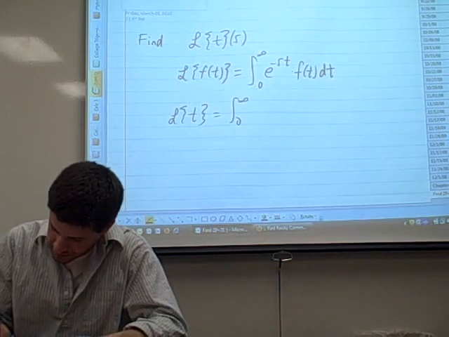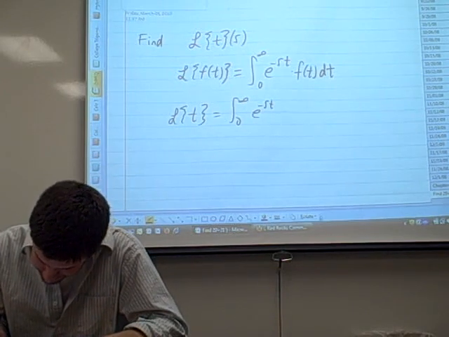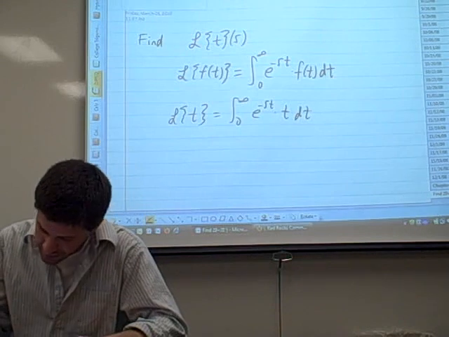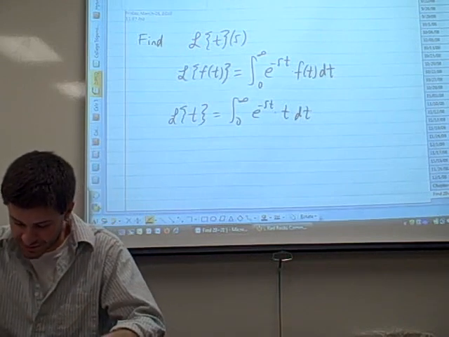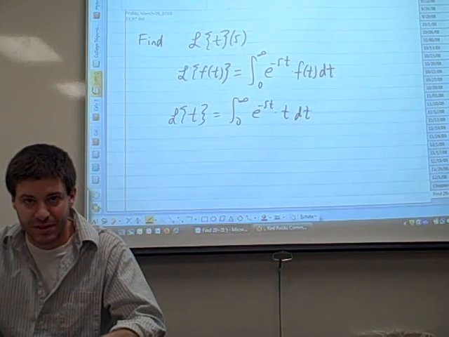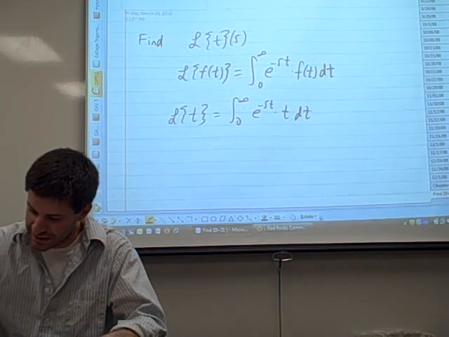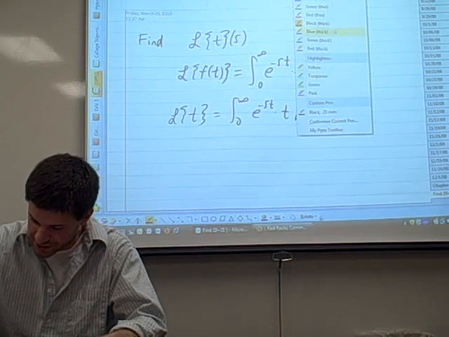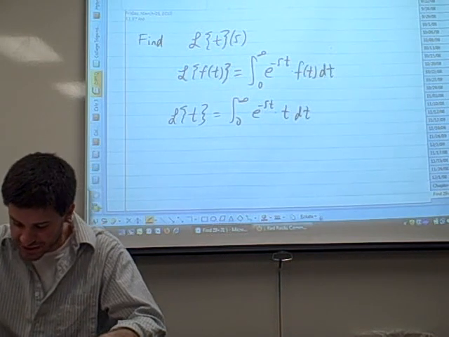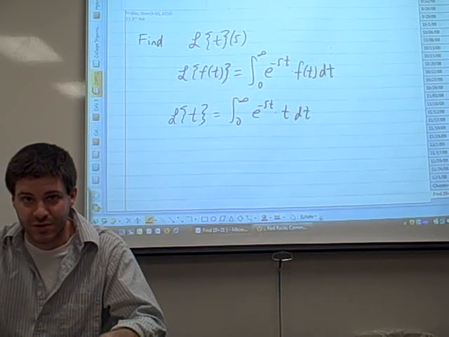So we're just going to find the Laplace transform of t using that definition. I'm going to plug it in. And we have to take this integral: t times e to the negative st dt. You've seen this before in a previous calculus class, and if you remember it, you may not actually like it very much. It is an integration by parts problem.